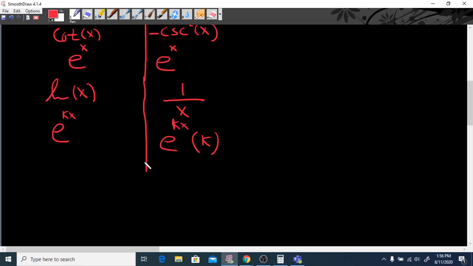Okay. The same thing is true for these other functions, right? So for example, the sine of kx. Well, the derivative of sine is cosine, and then times the derivative of kx. The derivative of kx is k.